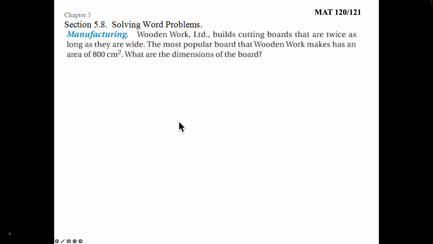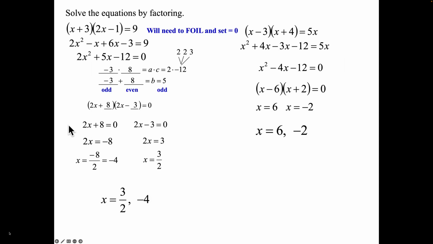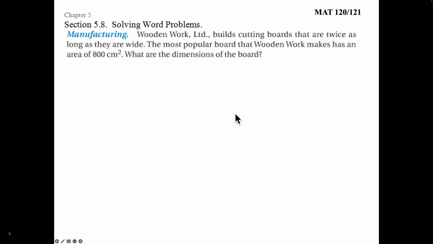Okay, 5.8, looking at word problems. Now these word problems are going to create quadratic equations, polynomials that we want to set equal to 0. So we're going to want to make drawings and label things and everything else that can possibly help us out. So Wooden Work Limited builds cutting boards that are twice as long as they are wide.